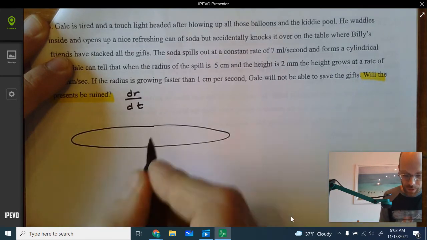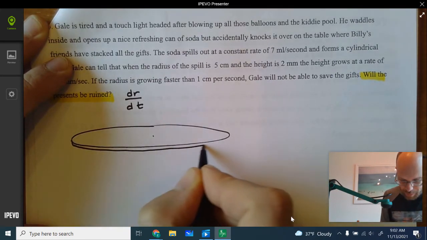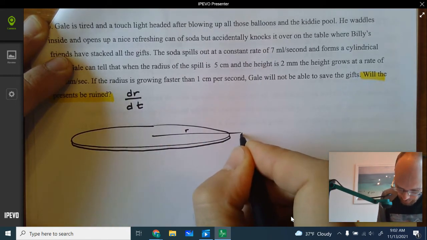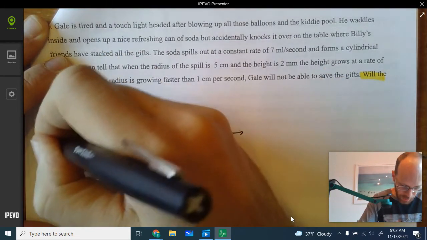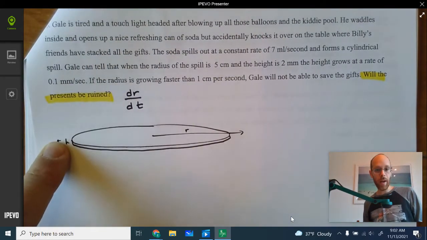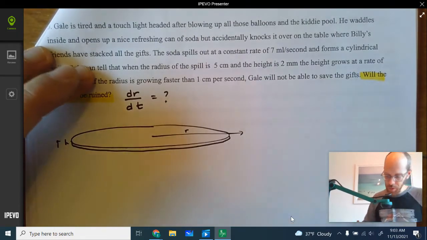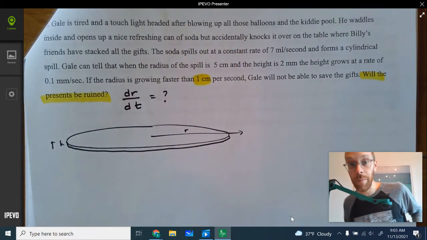Here's the spill from the soda. It's a little cylinder. There's the radius, and it's growing in this direction. Okay. It's also growing in, here's your height. It's also growing in this direction. So the height and the radius are changing this time. So we want to know what this is equal to. And when we're done, we're going to compare it to 1 centimeter per second.